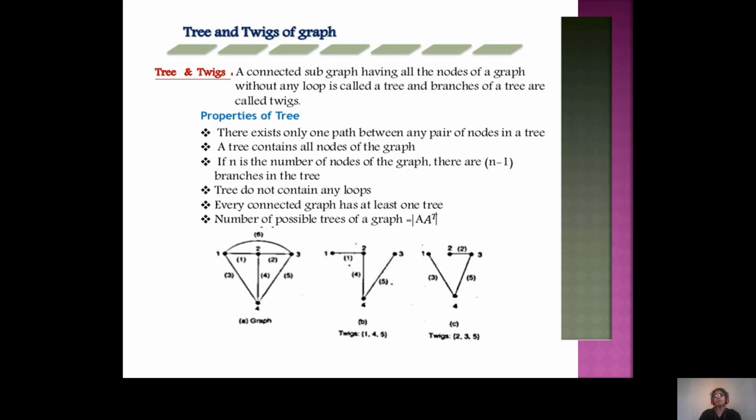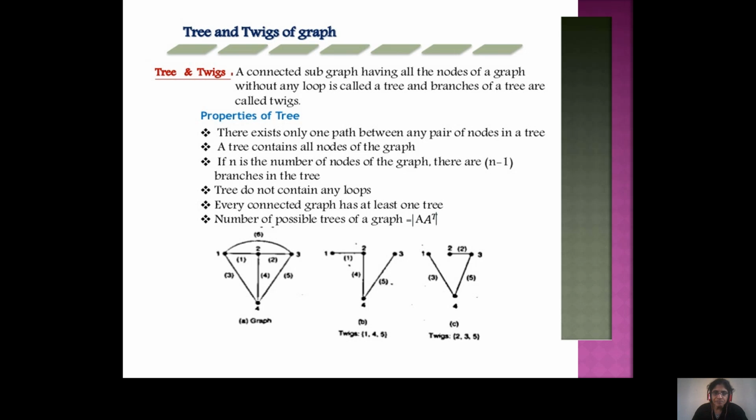So, what are the properties? There exists one path between any pair of nodes in a tree. A tree contains all the nodes of a graph. If n is the number of nodes of the graph, there are n minus 1 branches in a tree. And the tree does not contain any loops. Every connected graph has at least one tree. If you find the number of trees, it is A into A transpose.